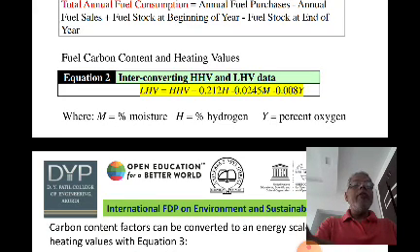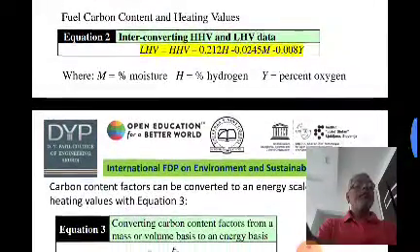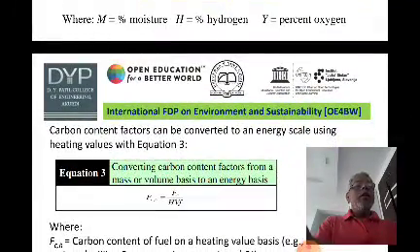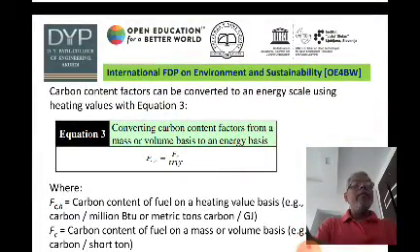And the fuel carbon content and the heating values. Here this equation gives you the LHV, LHV means lower heating value, that is equal to the HHV, the higher heating value, minus 0.0212H minus 0.245M minus 0.008Y. Here M is the percentage of the moisture, H is the percentage of the hydrogen, and Y is the percentage of the oxygen.